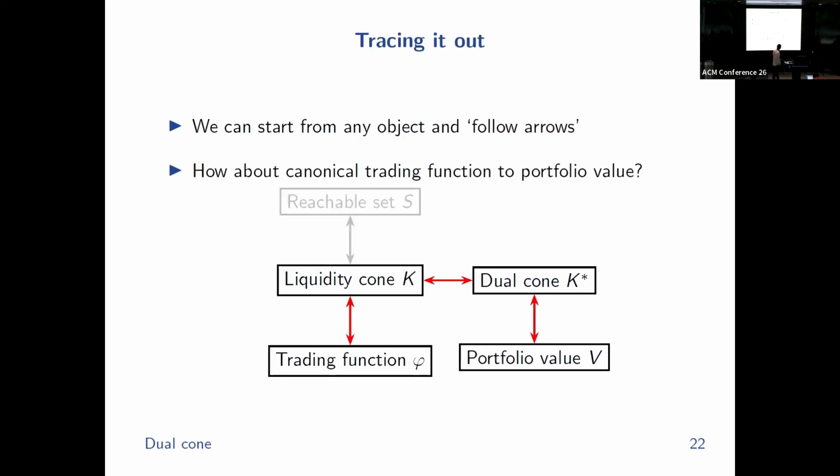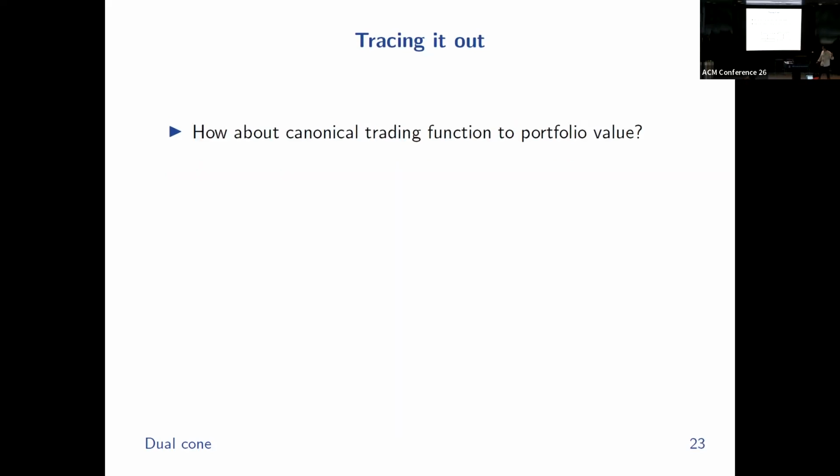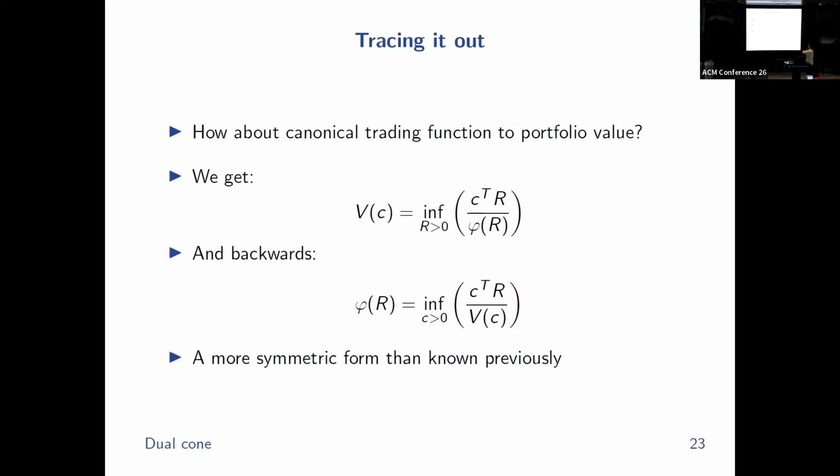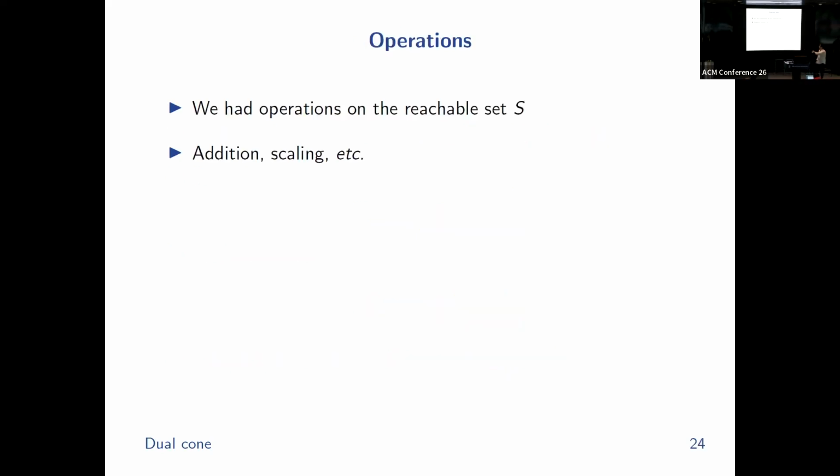So let's start with a simple one, which is known. It's the trading function and the portfolio value function. What's the mapping between those? It actually looks rather interesting. If you're familiar with the Fenchel conjugate, it's exactly the same thing except for the quotient. And backwards, we get this beautiful relationship that says these two objects play the same role. One is over the dual cone, one is over the original cone. But in some sense, all we've done is flip labels around. So when I say that they're identical objects corresponding to their individual cones, that's exactly what I mean. There's a more symmetric form than was done previously.